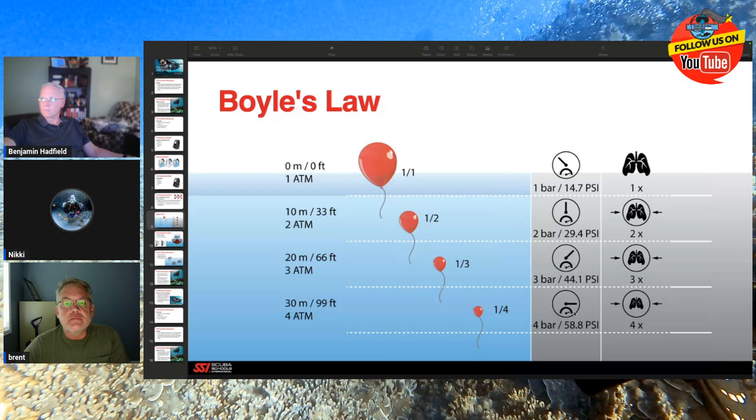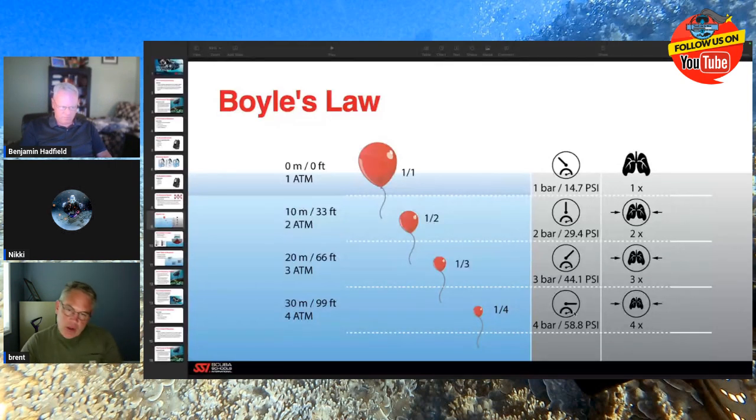So Boyle was a really cool scientist back in his day, right? And one of the things that he discovered was that at a constant temperature, as pressure increases, volume decreases. So just like this slide, we've got the picture of the balloon, right? And like you said, as we descend to that 33 feet or 66 feet or 99 feet, that pressure increases. And you can notice that the volume of that balloon decreases.